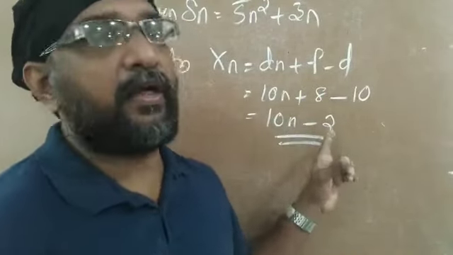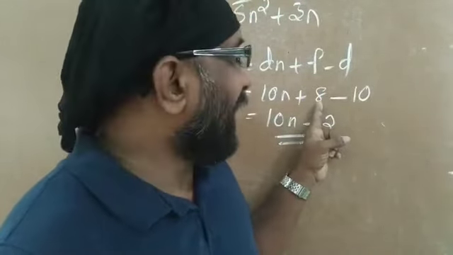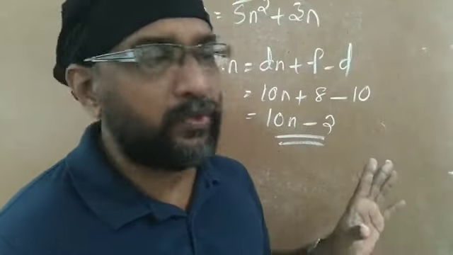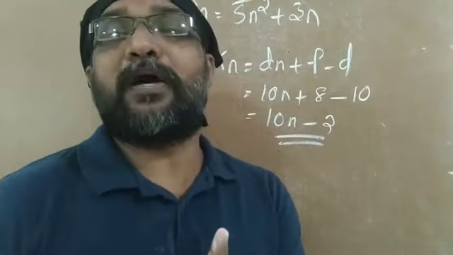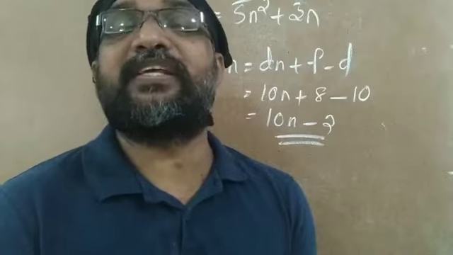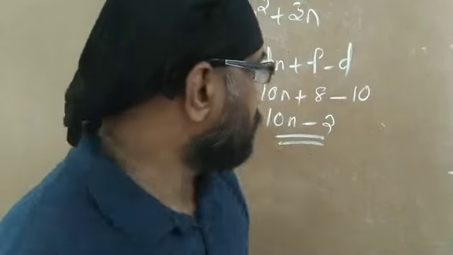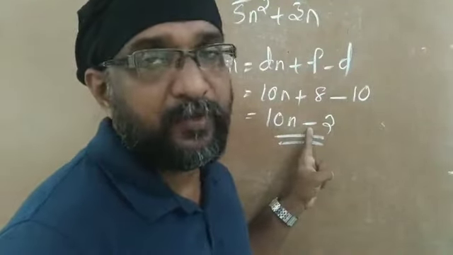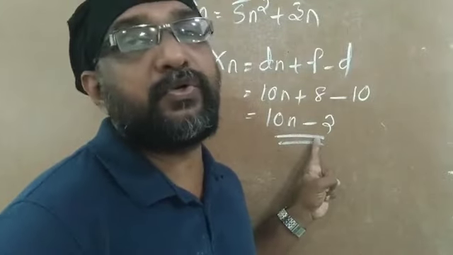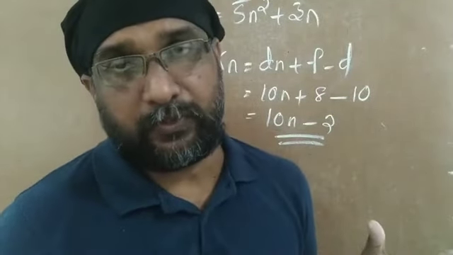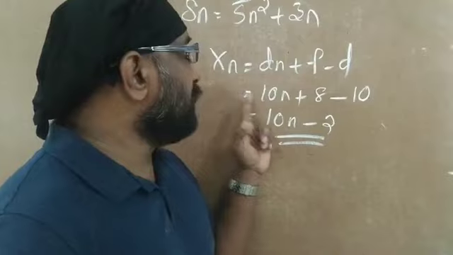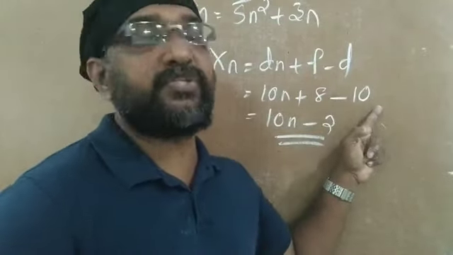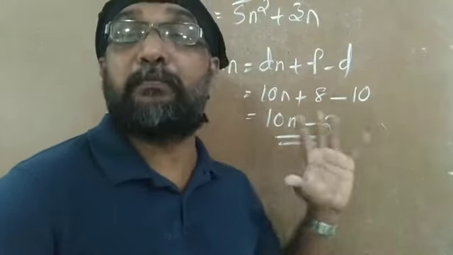You must be very careful when you subtract like this. 8 minus 10 is not positive 2, it is negative 2. In mathematics, sign convention is that important. So don't forget the negative here. If you write 10n + 2, you won't get any scores for this. So xn is equal to 10n + 8 − 10, which is equal to 10n − 2.